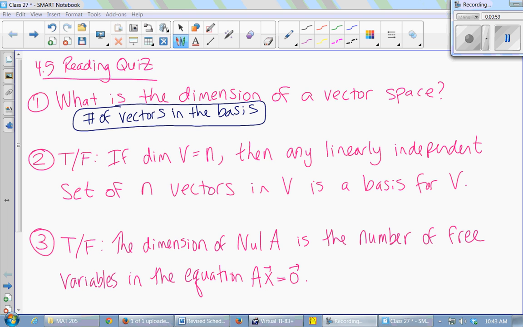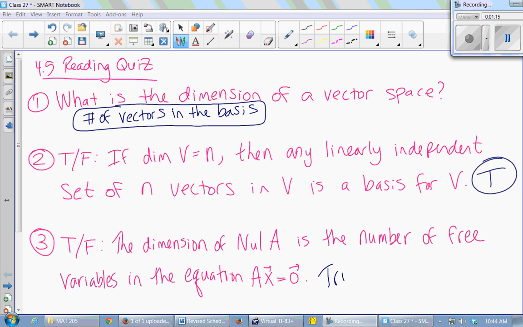True or false? If the dimension of V is N, then any linearly independent set of N vectors in V is a basis for V. True. That's a really important theorem from 4.5. And true or false, the dimension of the null space of A is the number of free variables in the equation AX equals 0. True.